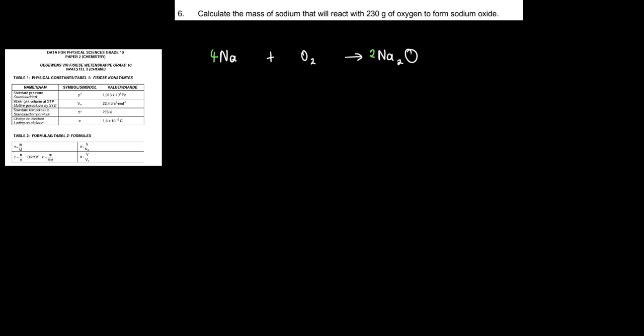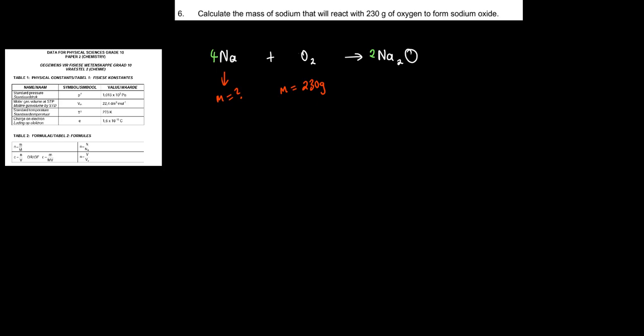When we answer the question now, it says calculate the mass of sodium. We need the mass of sodium that reacts with 230 grams of oxygen. So the oxygen, it is how much? It's 230 grams. This is mass of oxygen. Remember, 230 grams is mass. You always have to ask yourself, am I given mass? Am I given volume? Am I given moles? Or am I given concentration? So there you are given mass of oxygen.